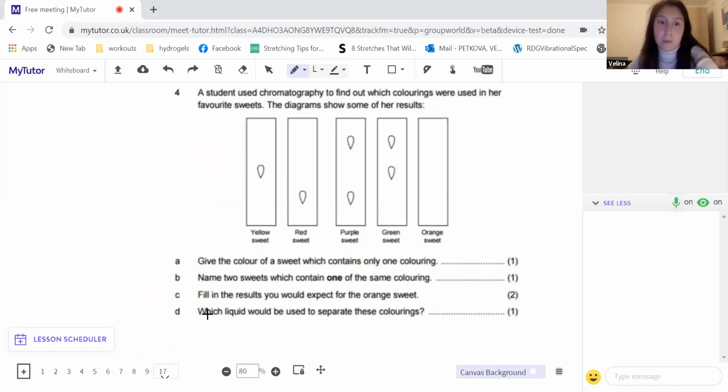Okay, so name 2 sweets which contain 1 of the same coloring. So which sweets contain 1 of the same coloring? So we look at our dots and we see which dots match up to the same length. So we look at this one. Oh, and look, so these 2 match up. So therefore, yellow sweet and green sweet have the same coloring, but also red sweet and purple sweet have the same colouring as well because they also match up.